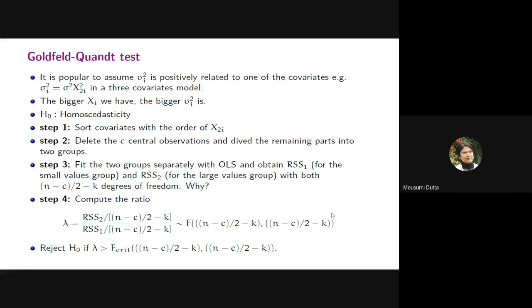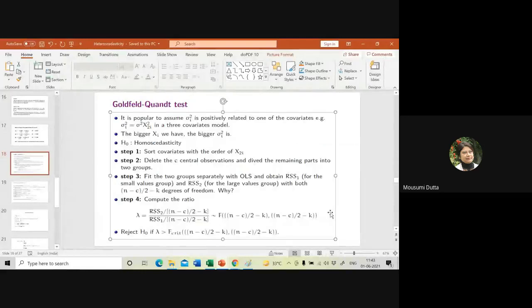So please write down, give heading Goldfeld-Quandt test. It is a small sample or finite sample test. Suppose it is known that sigma i square varies with the jth explanatory variable.